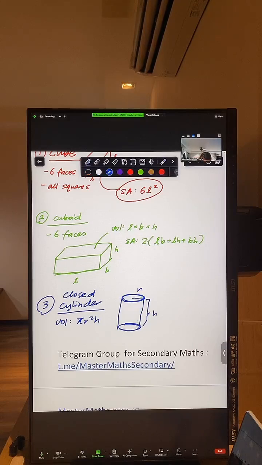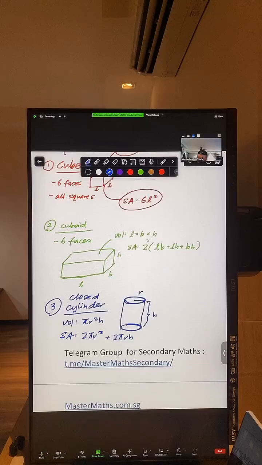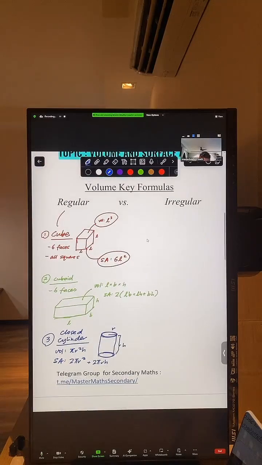And then what about the surface area? Surface area is going to be 2 pi r square plus 2 pi r h. All these you have to memorize, guys. You have to memorize all these. Any questions so far? All okay?